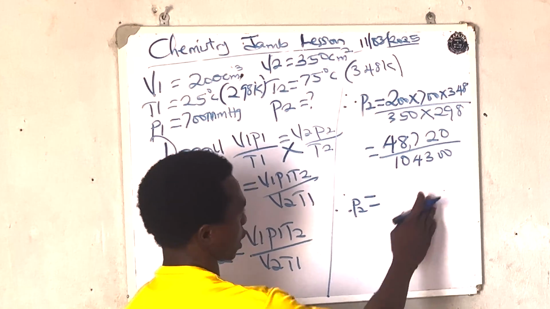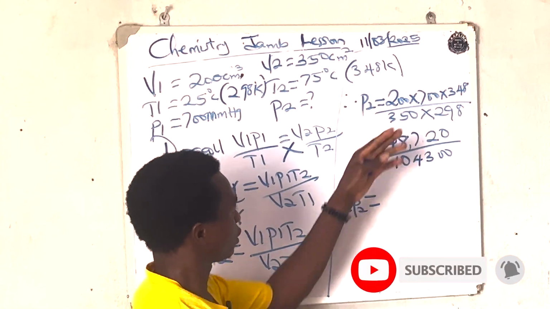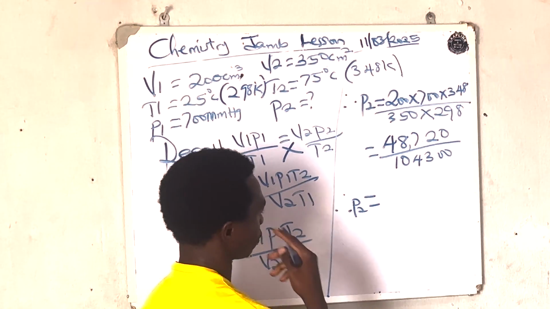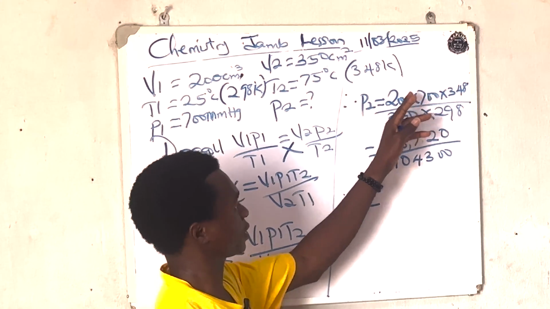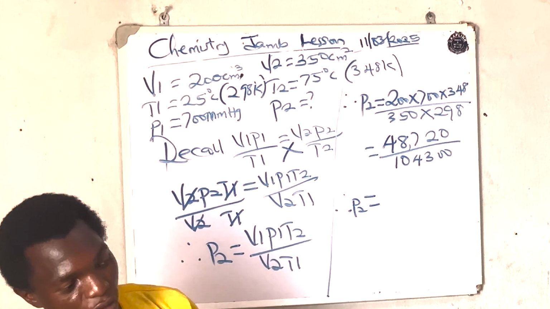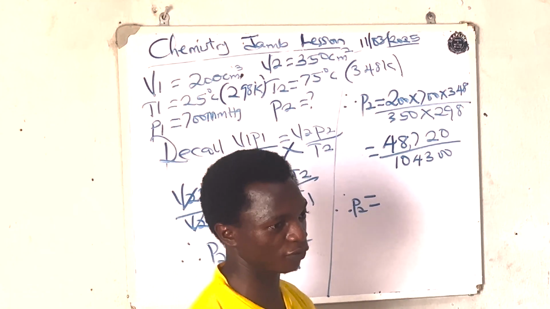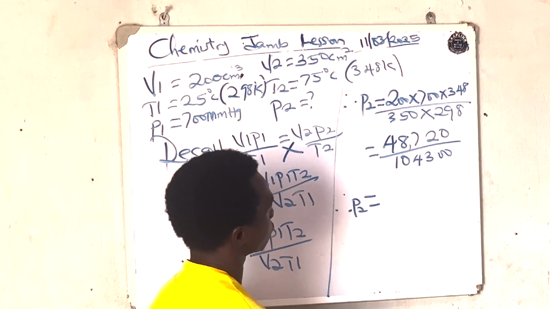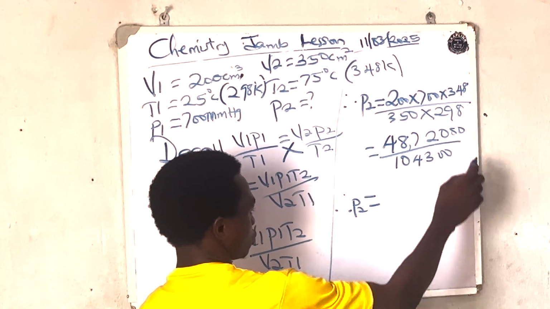What will that give you, class? Divide this by this. Please, you confirm it. 200 times 700 times 348. Please, you confirm your value.